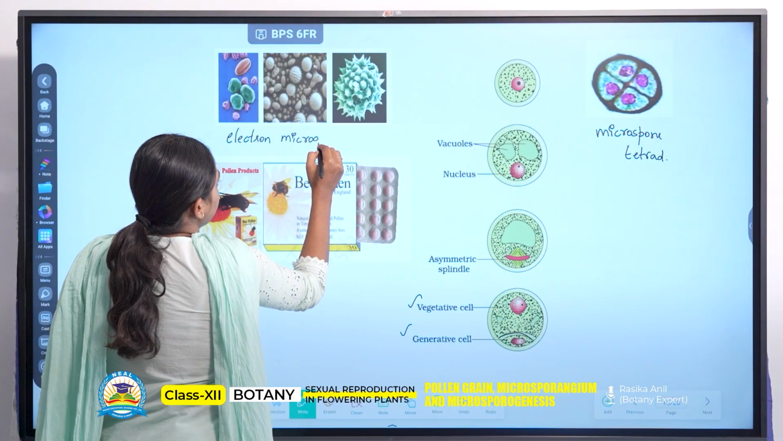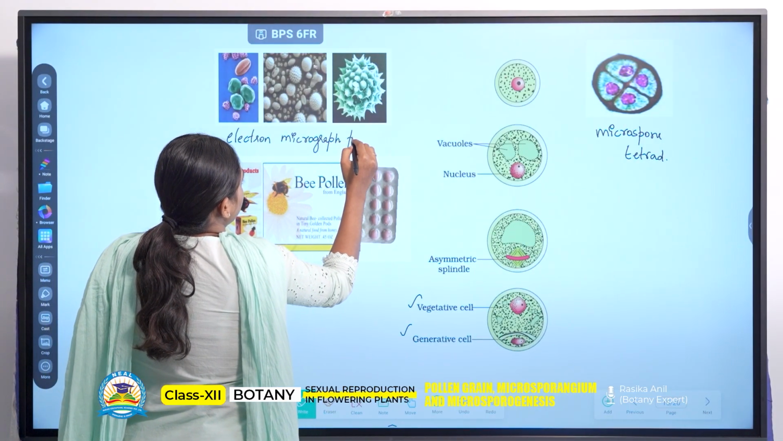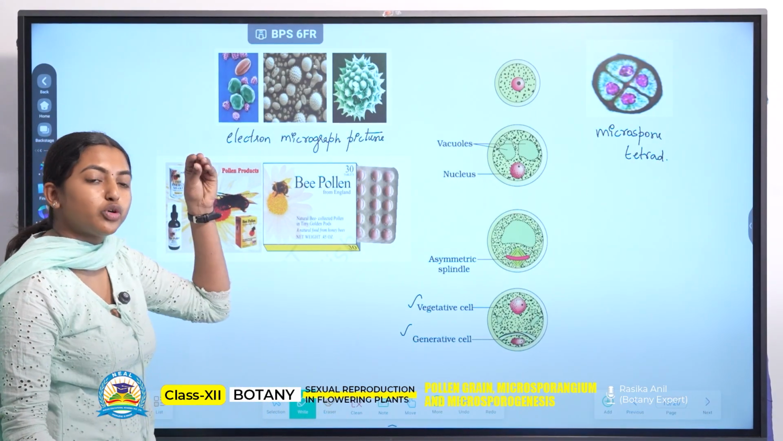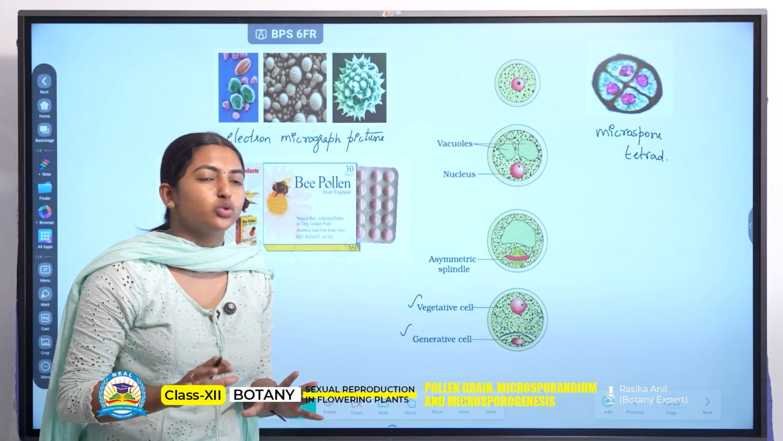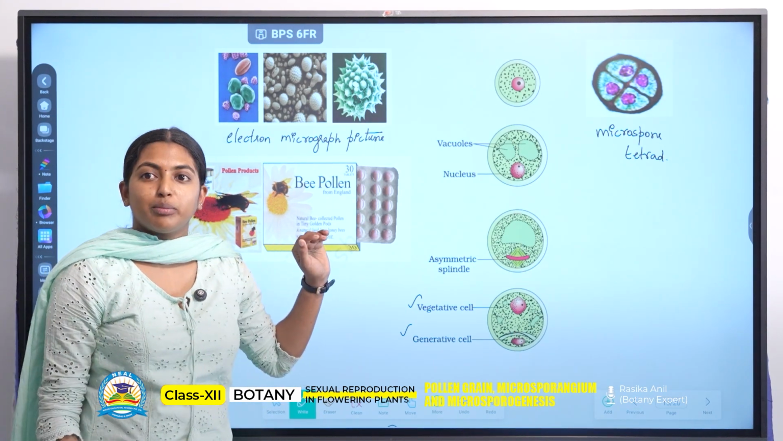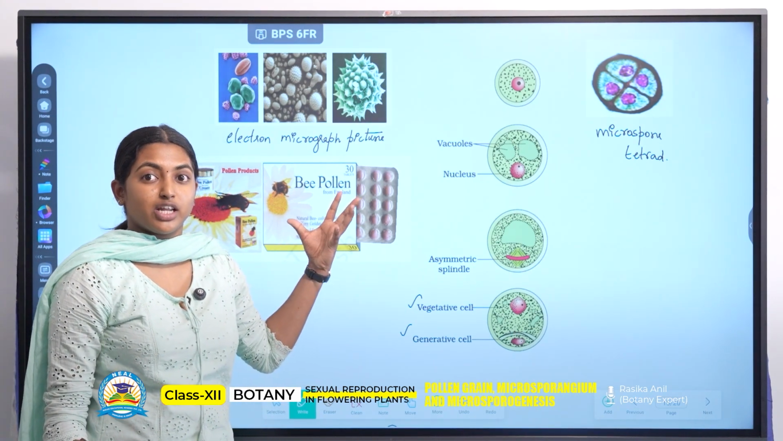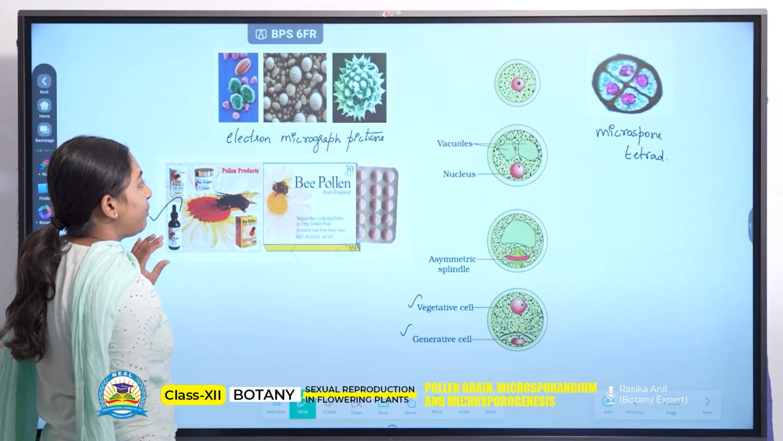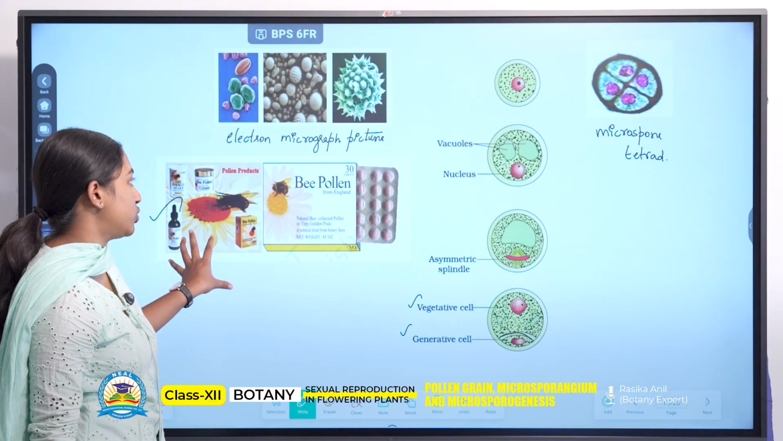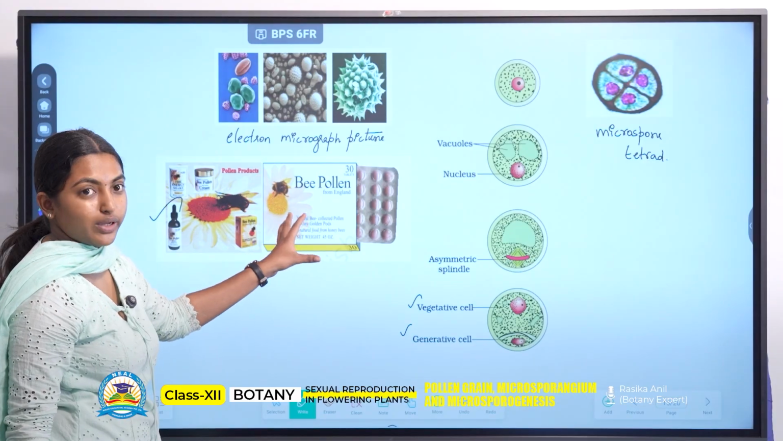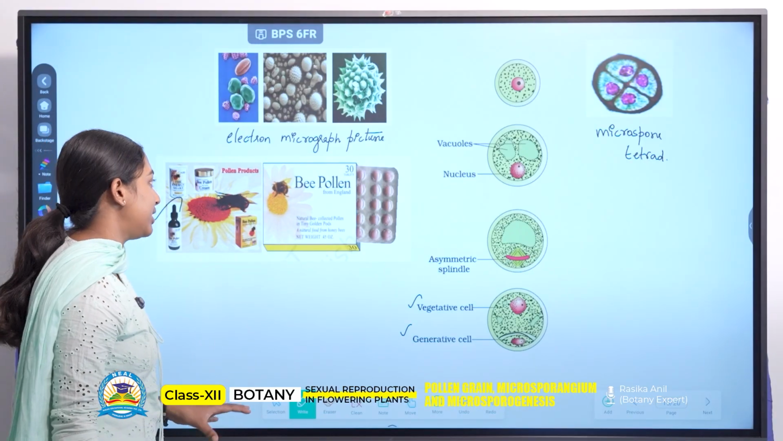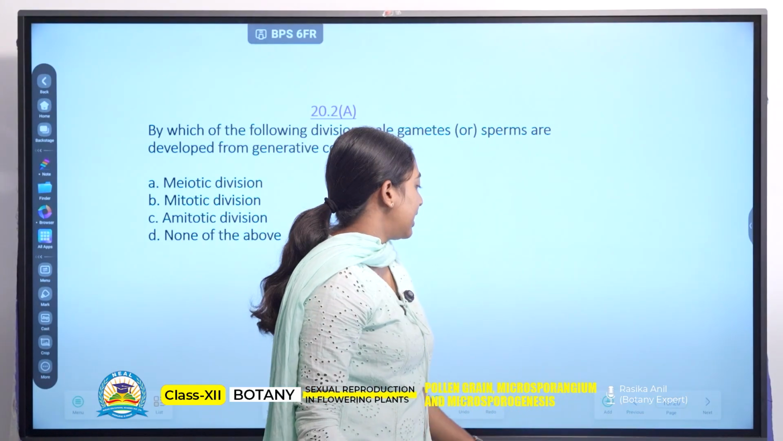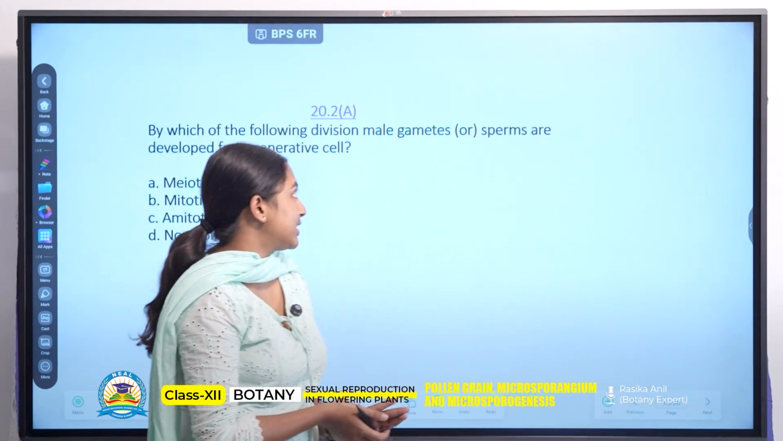Then this is the electron micrograph picture of a pollen grain. That is, you put pollen grains under the microscope, fully zoom in, and you find it like this. Remember, we learned that it has a fascinating array of patterns, so it looks something like this. And this is the picture of the pollen grain products that are available as supplements, right? Yeah, so this is a picture of that. This is also given in your NCERT. And then next we'll discuss some questions.